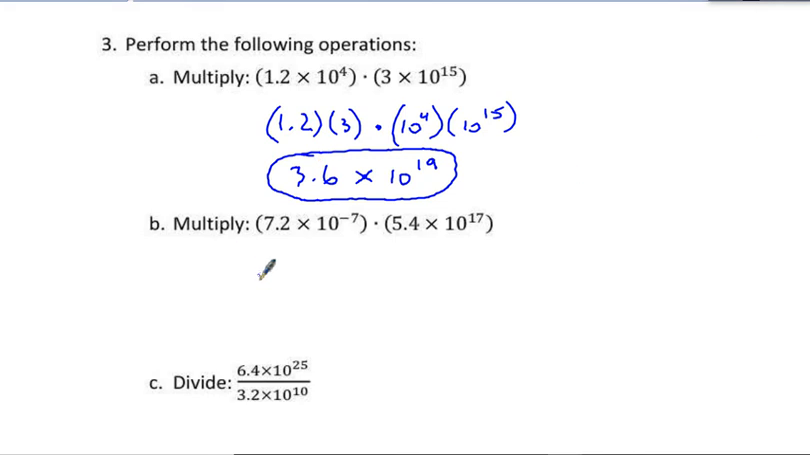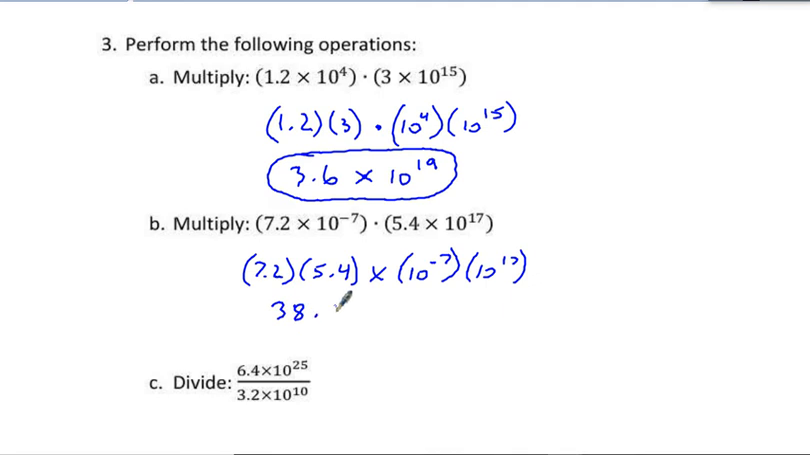In letter B, 7.2 times 5.4 times 10 to the negative 7th times 10 to the 17th. 7.2 times 5.4 is 38.88 times 10 to the 10th, because we're adding exponents since we're multiplying the same base again. Negative 7 plus 17 is positive 10.